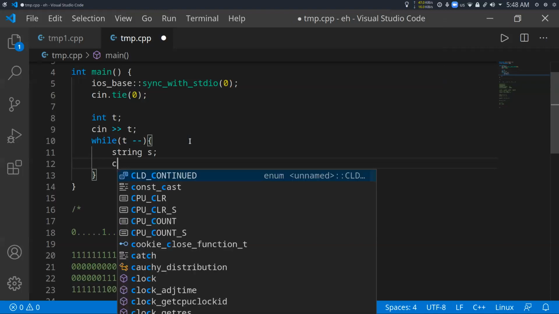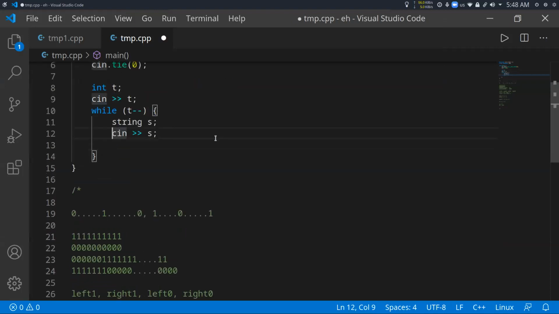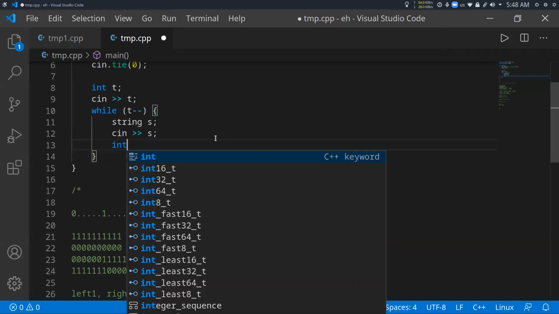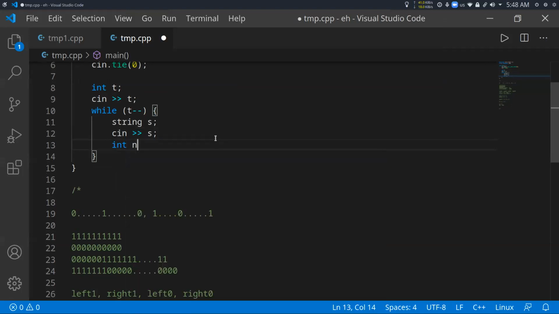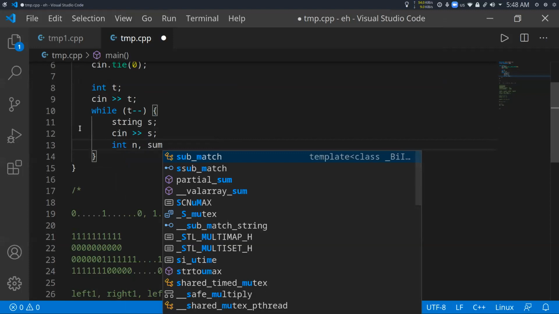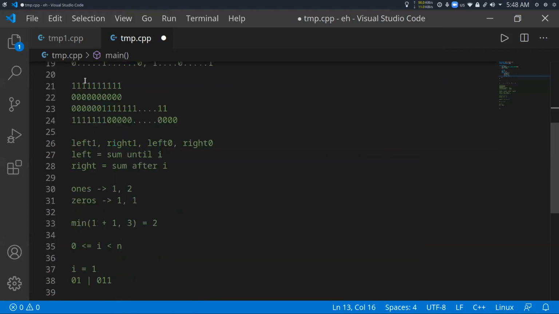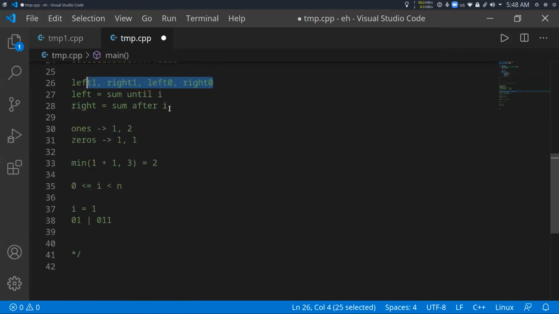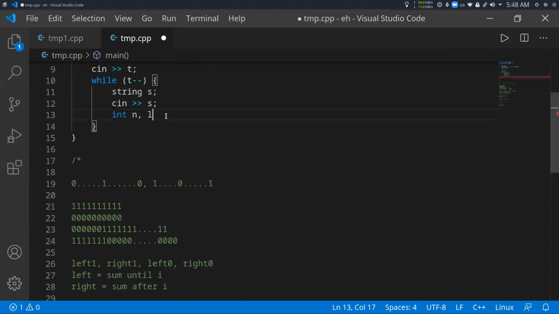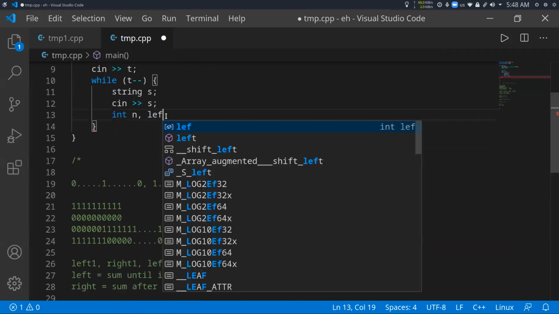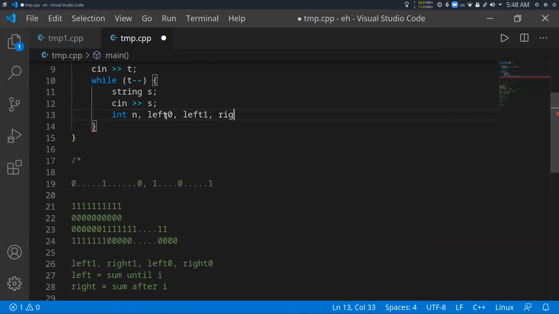Okay. So we'll make four integers here, as you said. So left one, right one, left 0, right 0, left 0, left one, right 0, right one. Okay.